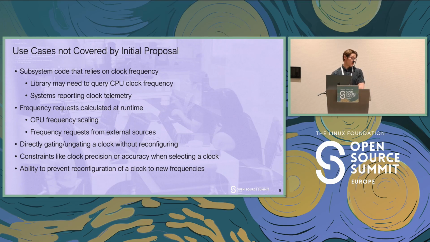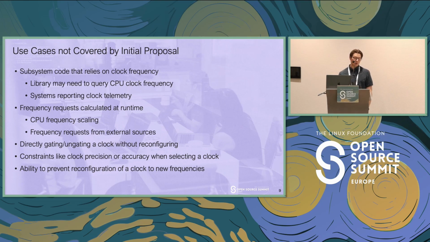But there are legitimate use cases we need to support for clocks that are going to need to set their frequency. The specific one is typically going to be software consumers like a library that needs to query CPU clock frequency. If we were ever going to do something like a CPU frequency subsystem, we need the ability to set the rate with an arbitrary request. And there are also systems like Tenstorrent that need to report clock telemetry out, need to query an arbitrary clock in software and say, what is your frequency? And yeah, a frequency request calculated at runtime, that's again the same thing.